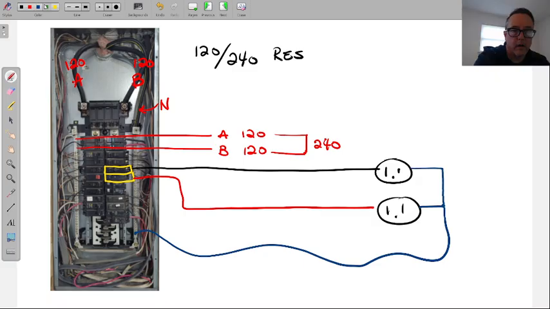Now, here's what's going on. All right, let's break down what's going on. We have A phase, B phase. Actually, it works out that I picked correctly. This one is A phase, this one is B phase, meaning that's A phase and that's B phase. So we have 120 volts on the hot, 120 volts on this hot.